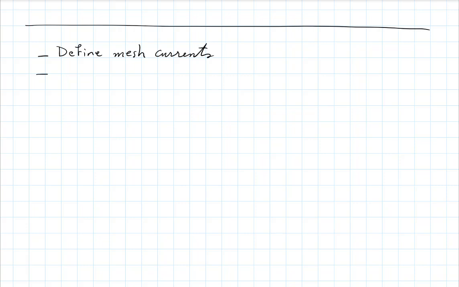By doing so, KVLs will automatically be taken care of. And so, KCLs will be taken care of. And so write your KVLs. Now, in KVLs, you have element voltages. And so you use the element relationships to write the element voltages in terms of element currents. For instance, V equals Ri. And then element currents in terms of mesh currents. Right?